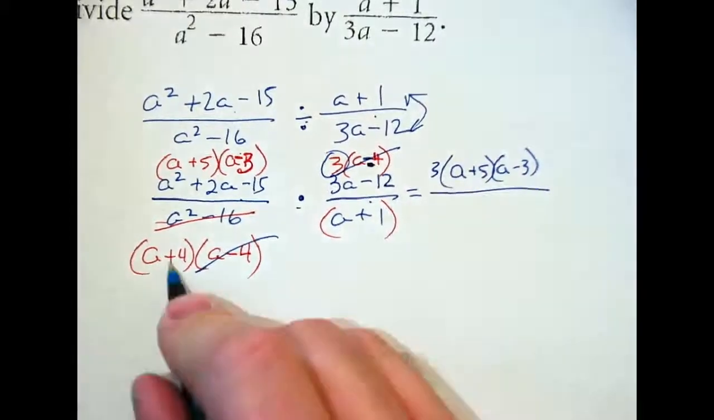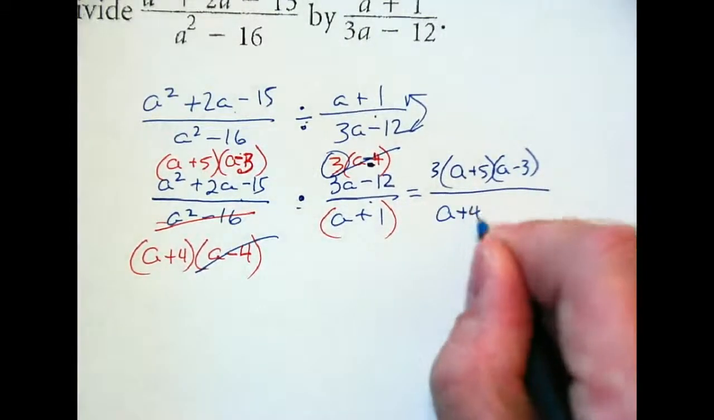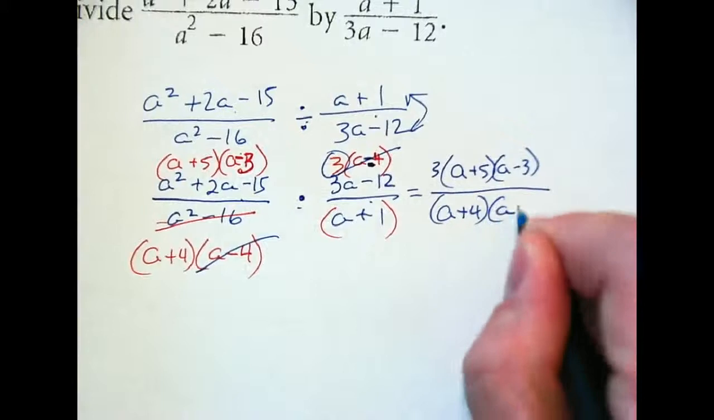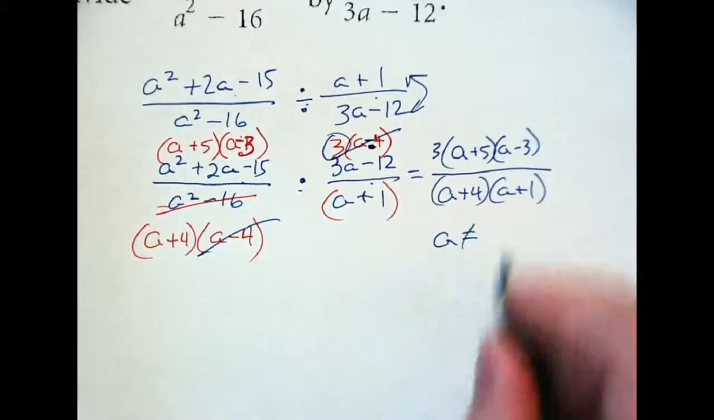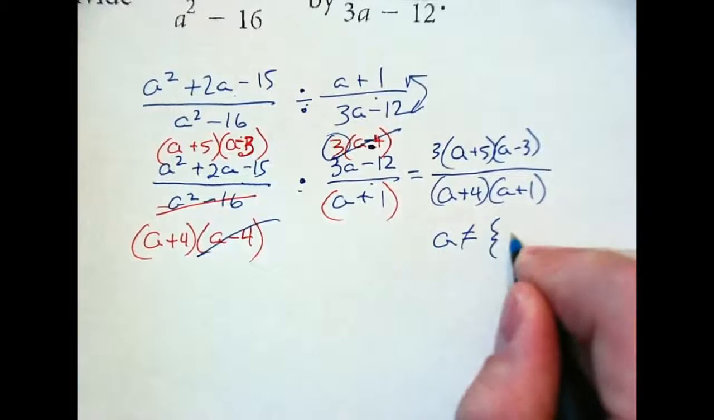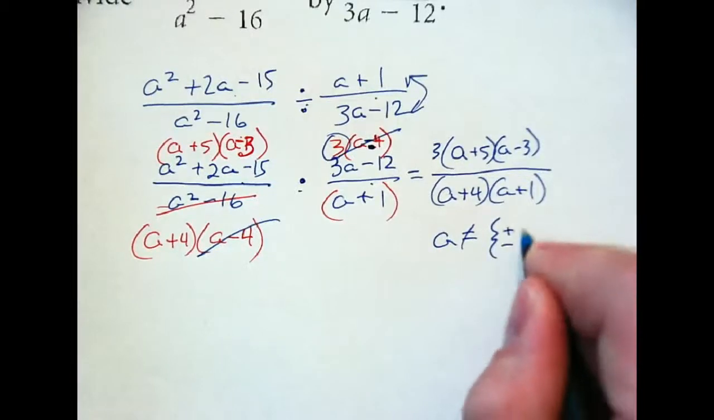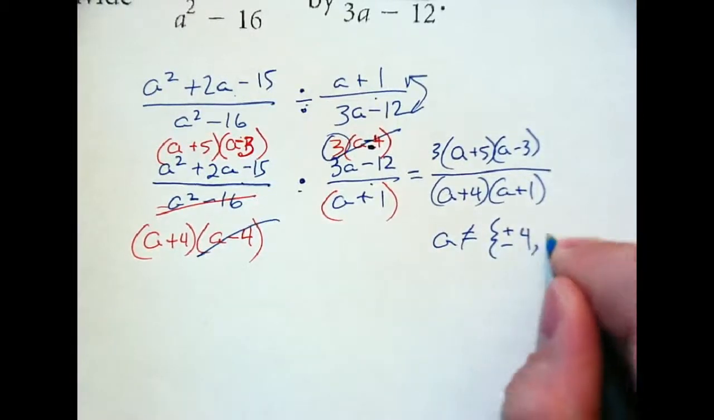And over here we have a plus 4 and a plus 1. Restrictions, a cannot equal plus minus 4. Don't forget about the one we canceled. And negative 1.